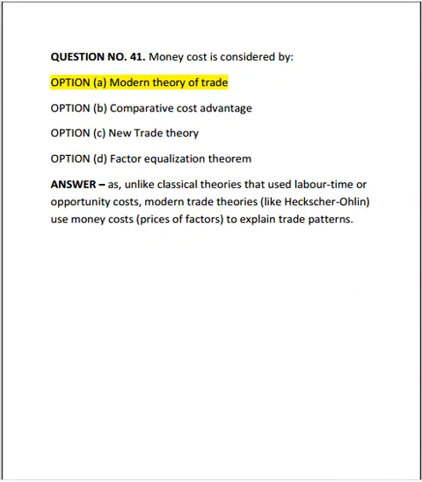Question no. 41. Money cost is considered by: Option A, modern theory of trade. Option B, comparative cost advantage. Option C, new trade theory. Option D, factor equalization theorem. Answer: as unlike classical theories that used labor time or opportunity costs, modern trade theories, like Heckscher-Ohlin, use money costs, prices of factors, to explain trade patterns.